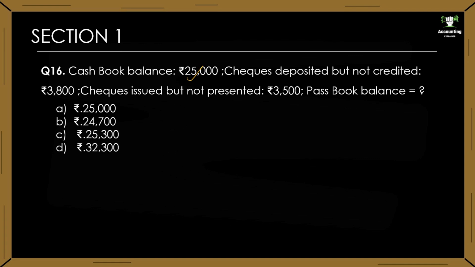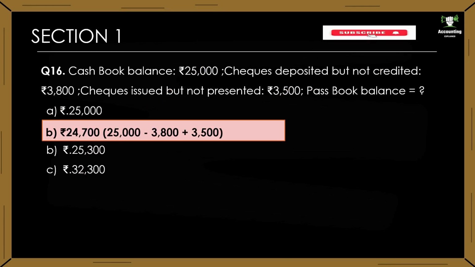Cash book balance rupees 25,000. Checks deposited but not credited rupees 3,800. Checks issued but not presented 3,500. What is the passbook balance? A. 25,000. B. 24,700. C. 25,300. And D. 32,300. Here they have given a cash book balance of 25,000. You have to find out a passbook balance. So I will write cash book, passbook.